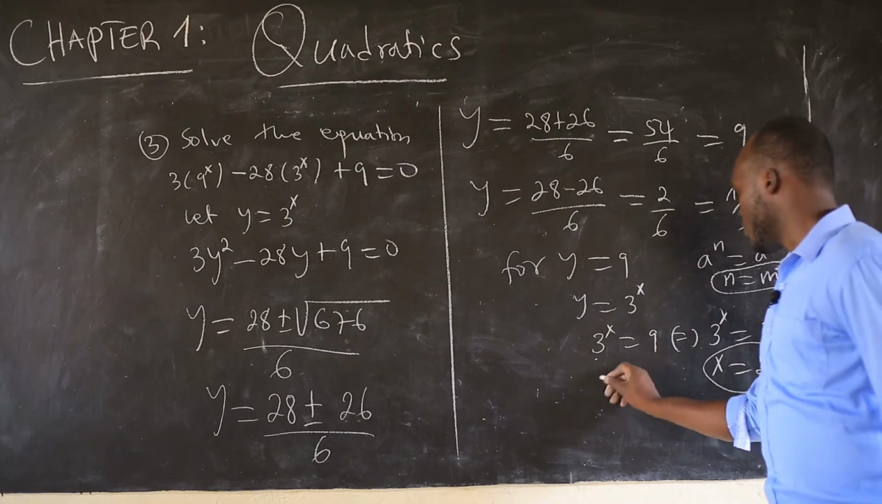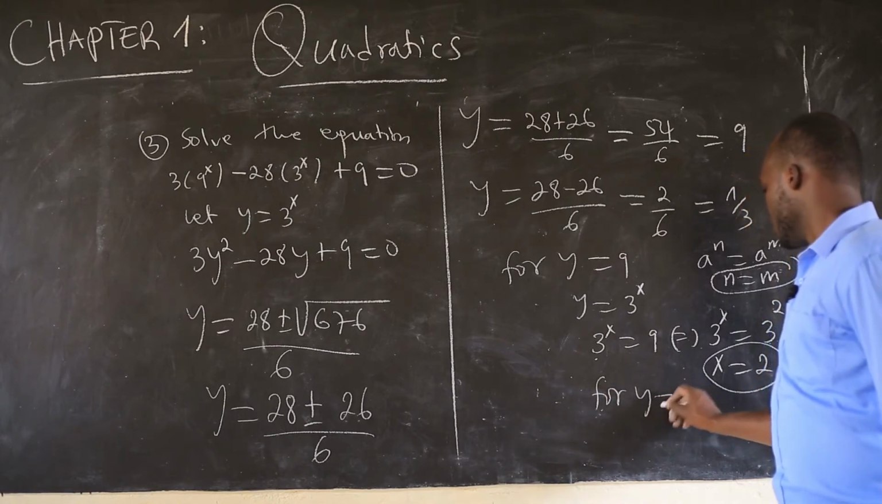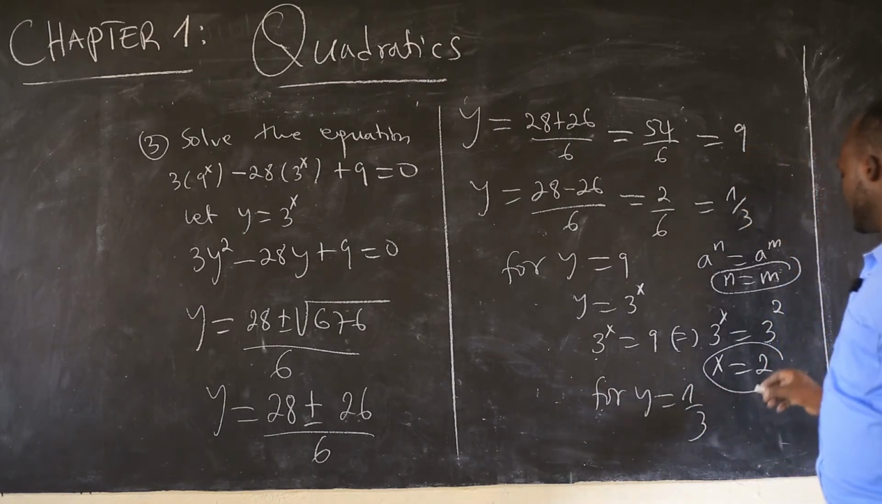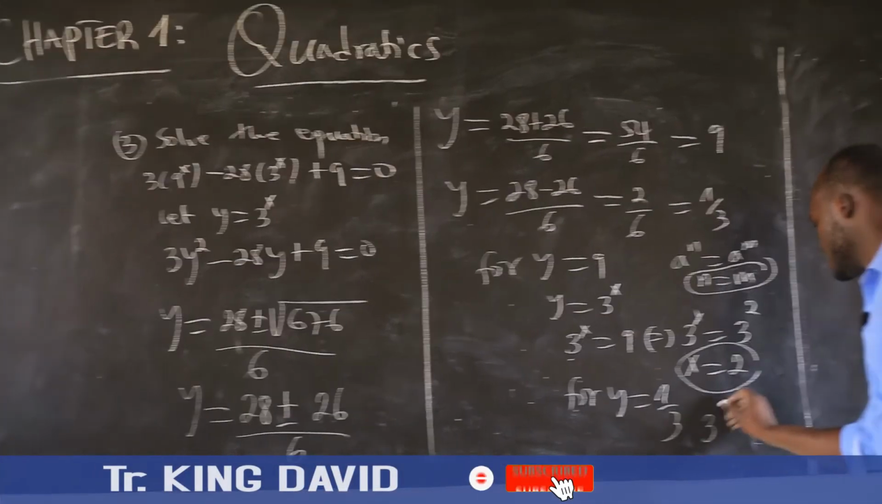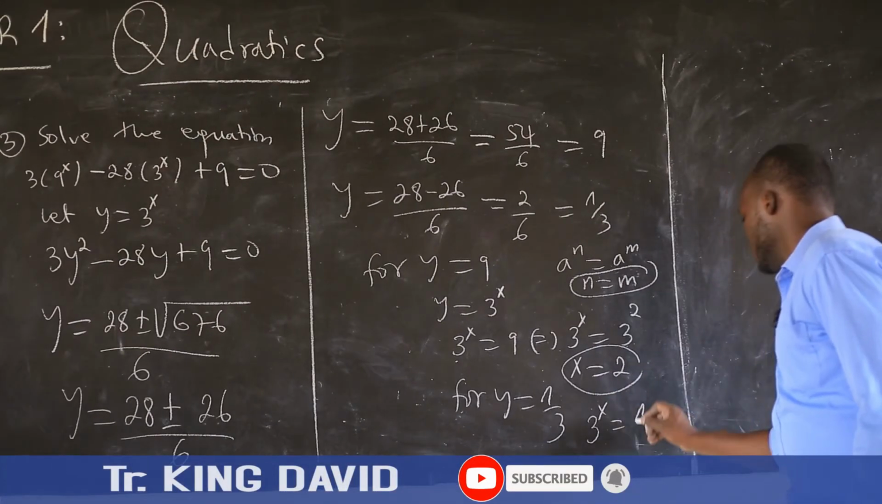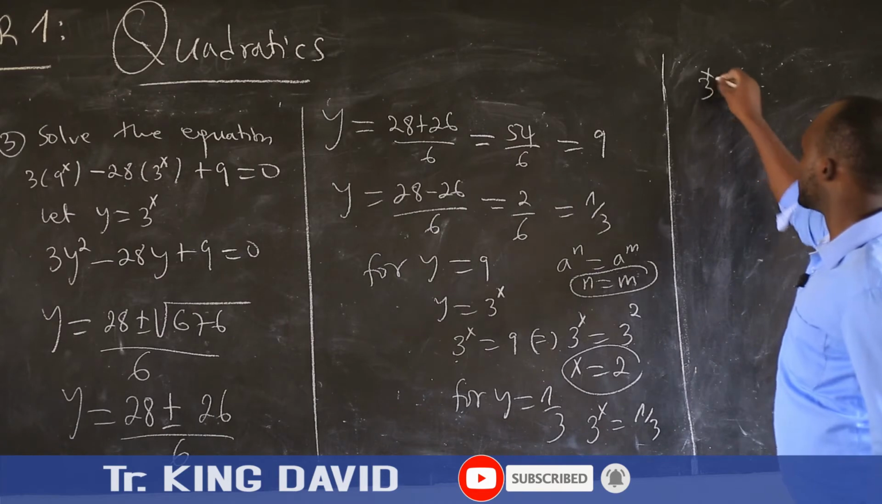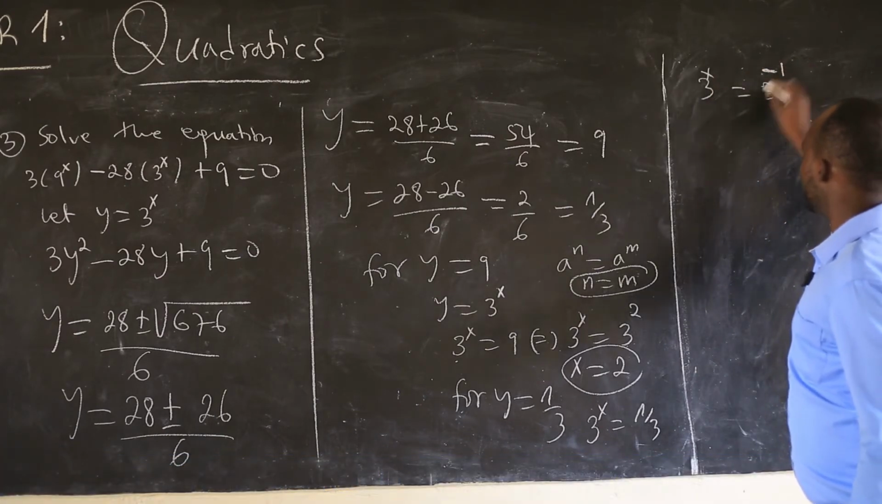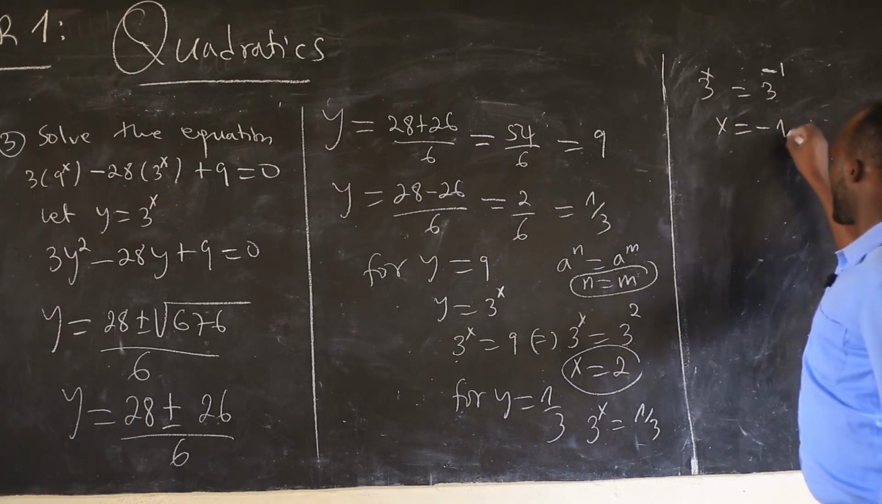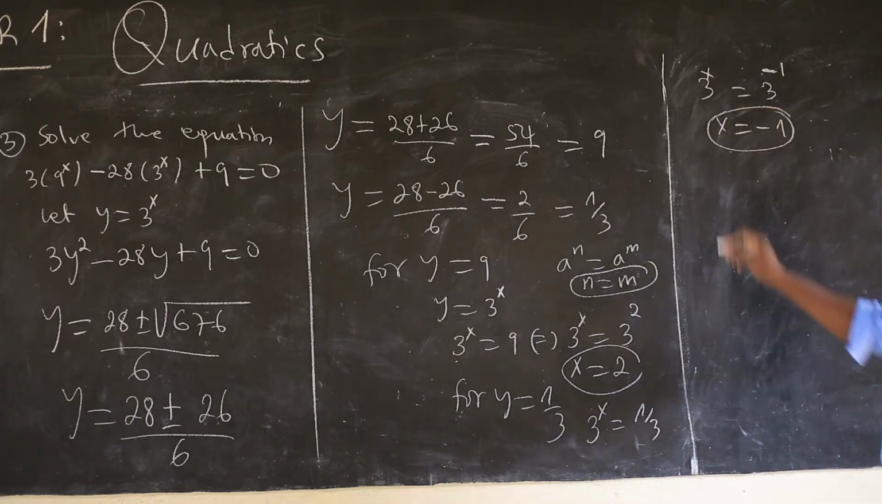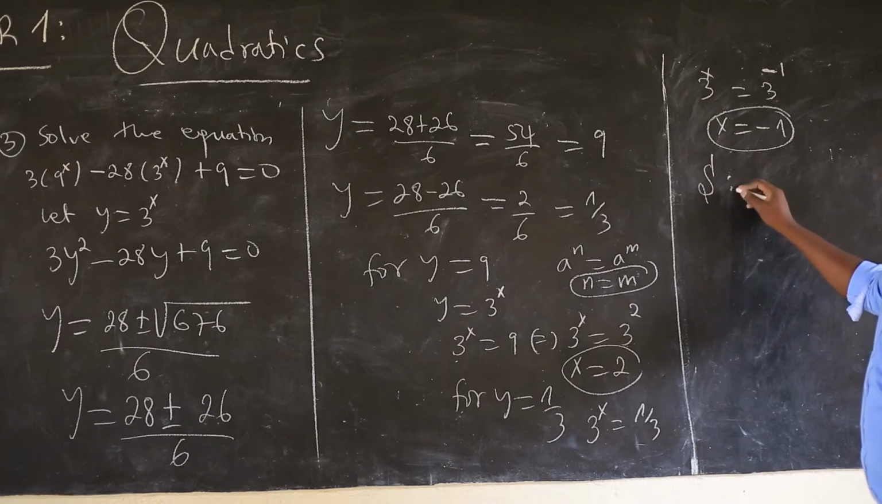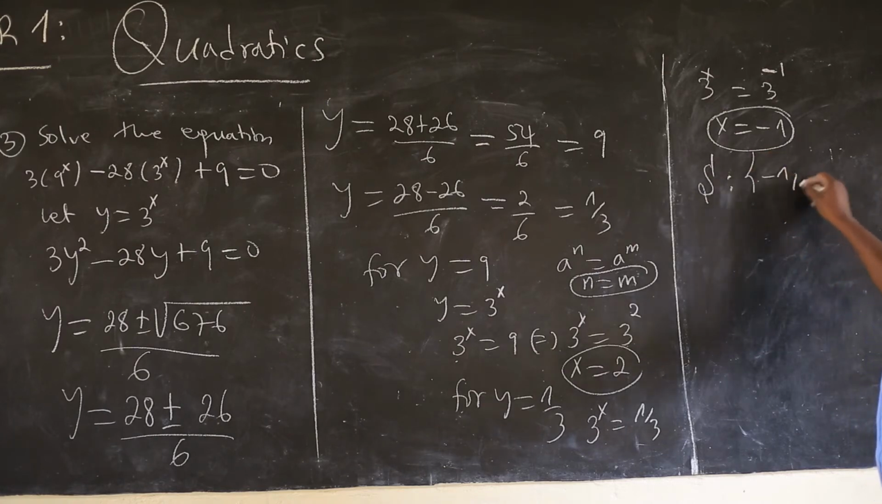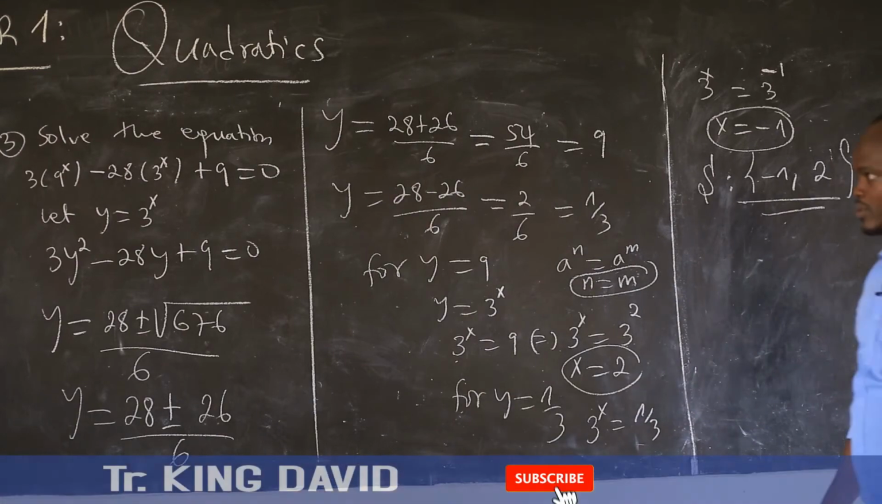So also for y equal to 1 over 3, it means that 3 power x is a third, which means that 3 power x will be equal to 3 power negative 1, which implies that x will be equal to negative 1. So our set contains two values, which are negative 1 and 2. So that's how we're supposed to do it.